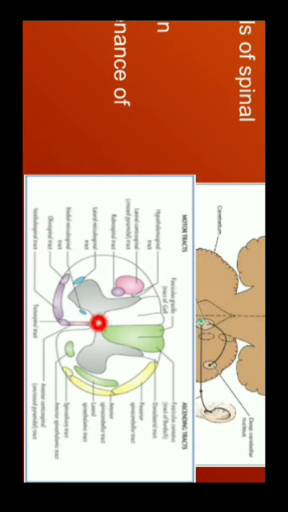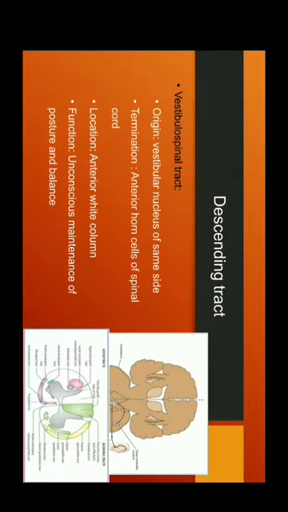Sorry, it's not clean. It's not that sensitive. So here you can see the vestibulospinal tract on the anterior column, which is the larger, violet colored structure. This vestibulospinal tract is concerned with unconscious maintenance of posture and balance.